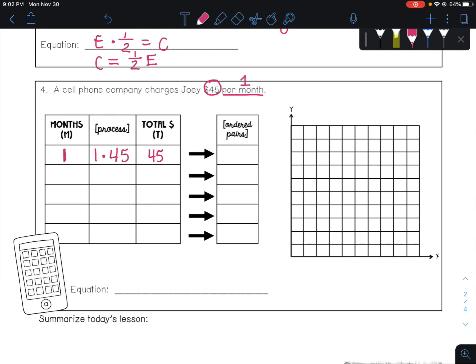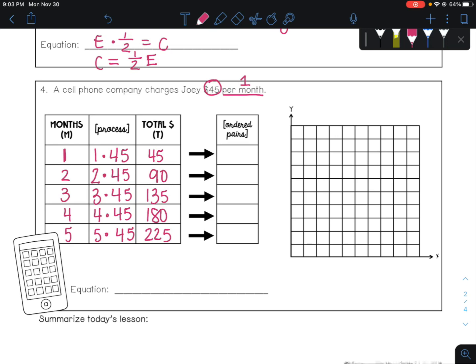Now, we don't have a list of months. I'm just going to count by ones. So I'm going to do 2, 3, 4, 5. And then fill it in. The process is to multiply the months by 45. Months multiplied by 45.